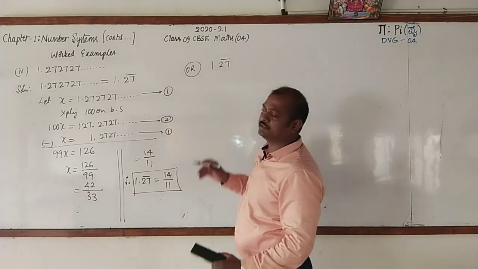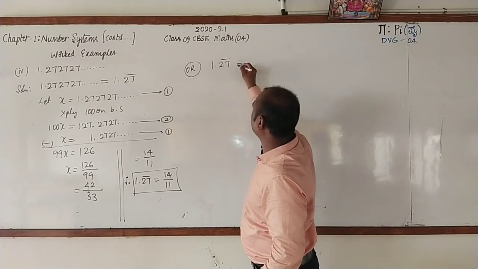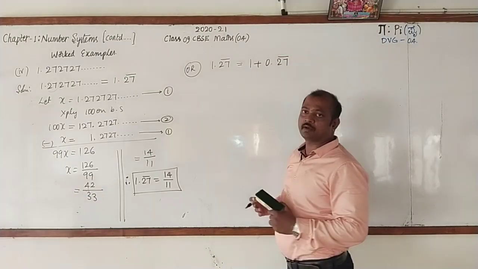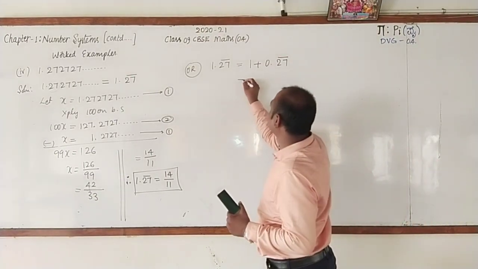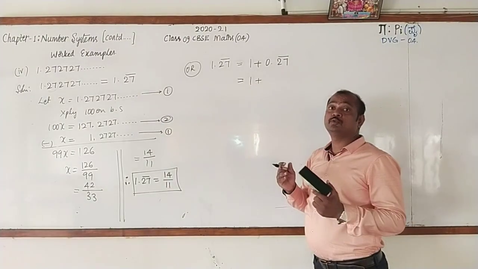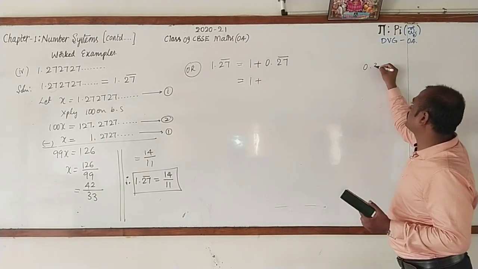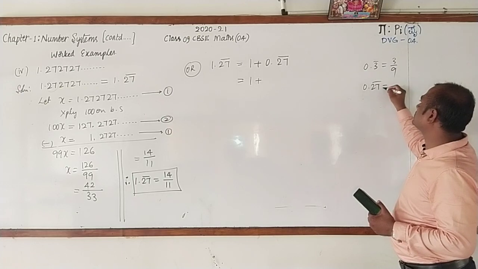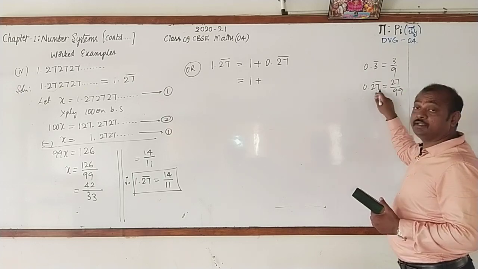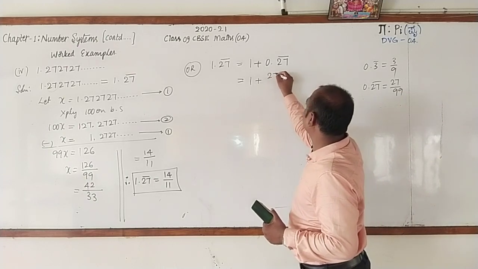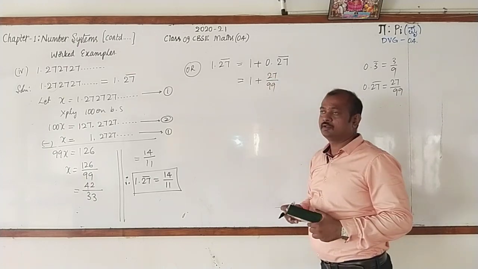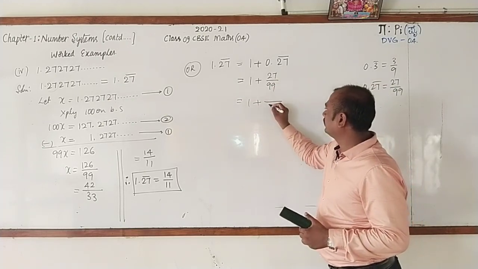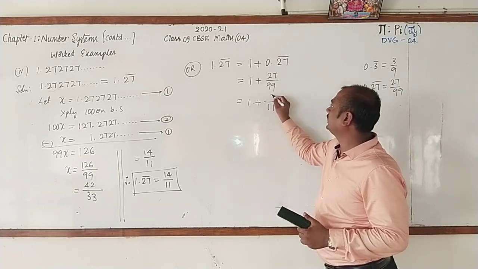Here 1.27 bar is there. This can be written as 1 plus 0.27 bar, right? Earlier we learned if 0.3 bar is there, it is 3 by 9. Now here 0.27 bar is there, it is 27 by 99. So here I'll write 27 by 99. Now cancel them: 1 plus, 9 ones are 9, 9 threes are 27.